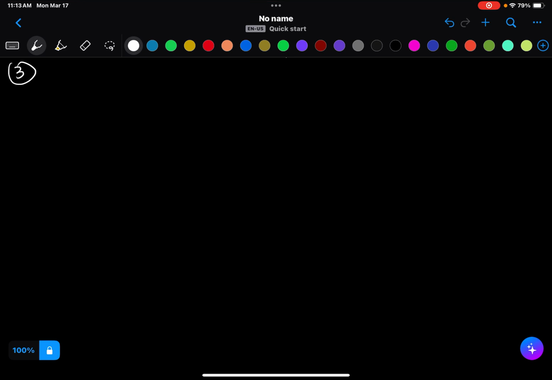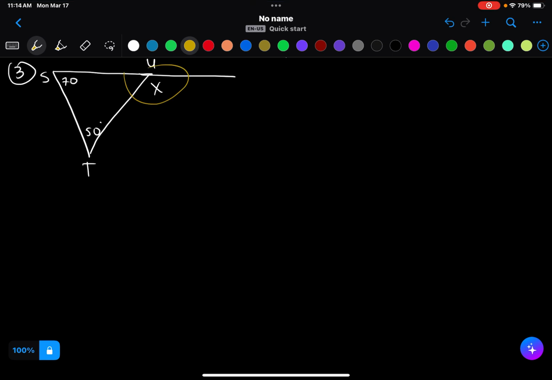So number 3, we have a triangle that looks like this. And angle S on the left is 70 degrees. Angle T on the bottom is 50 degrees. They're asking us for this missing side here, the exterior angle to angle U, which is also missing. Both the supplementary angles are missing. So you're like, how am I going to figure this out? I don't know either of the 2 supplementary pairs.